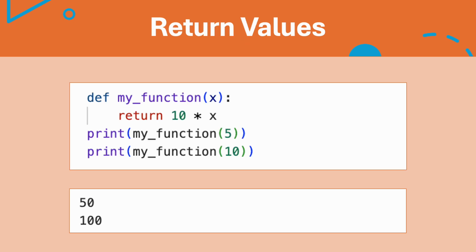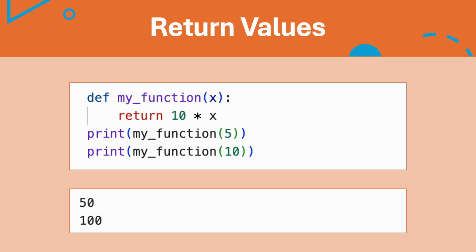Sometimes we might want to return the result of the function to be used in further processes. This can be achieved by using a return statement, which ends the execution of the function call and returns the result or the value of the expression following the keyword return, in this case 10 multiplied by the value of x, to the caller. Here, when the value 5 is passed to the function, the value 50 is returned when the function is printed. Likewise, the value 100 is returned when the value 10 is passed.